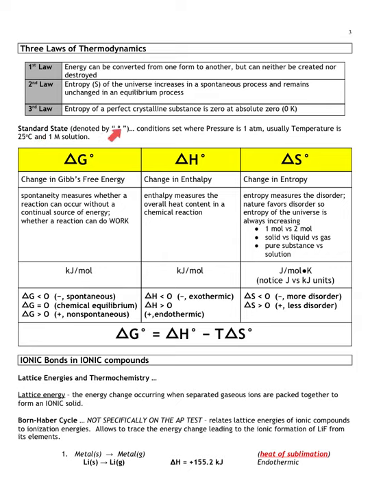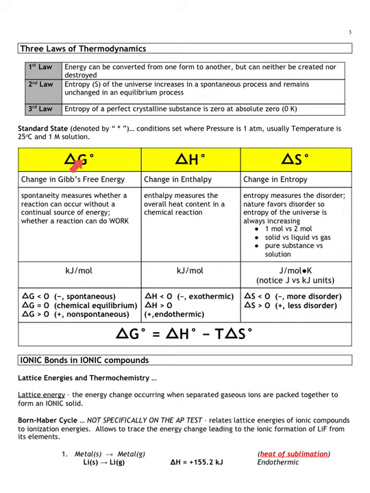All right, there's this little symbol right here. It looks like a degree symbol, and it actually represents a set of conditions. The set of conditions is pressure is 1 atm, temperature is 25 degrees Celsius, and the molarity, if it's a solution, is 1 molar.